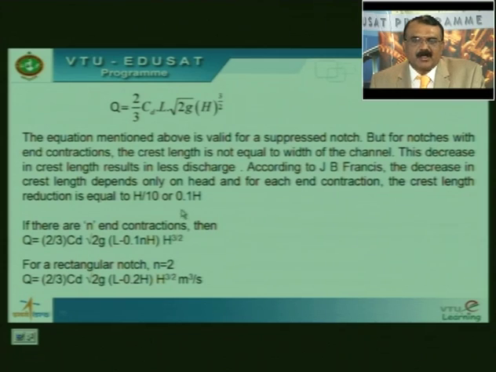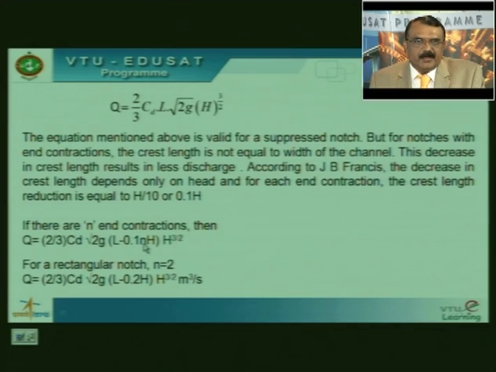Then if this is the case, how do we account for the discharge equation for a notch with end contraction? Now, if there are n end contractions, then this equation is modified as Q is equal to 2/3 CD root 2G into L minus 0.1 NH. Why? Because this is the one which affects the discharge. So, L minus 0.1 NH into H raised to 3 by 2.